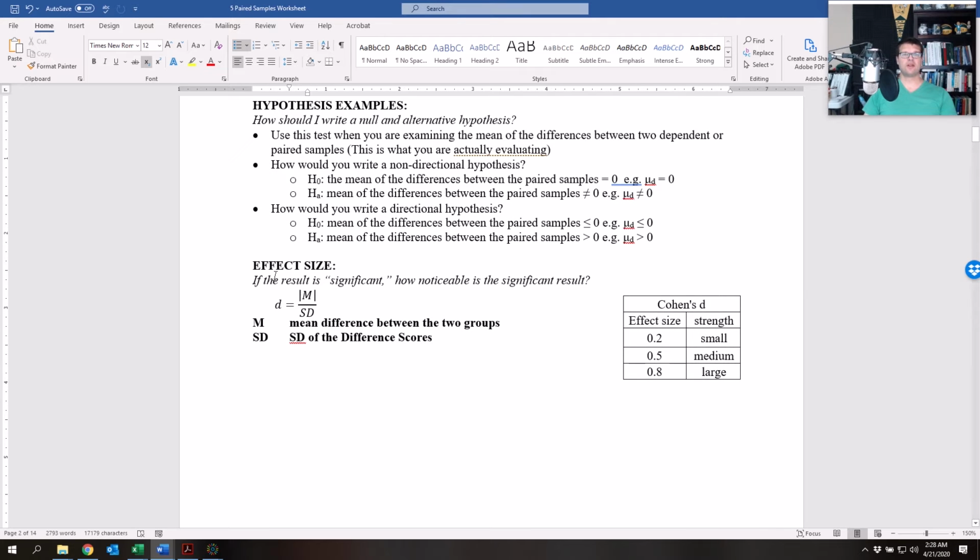The effect size, this has got to be the easiest effect size to calculate. You literally take the absolute value of the mean difference and you divide it by the standard deviation of the mean difference. Okay.